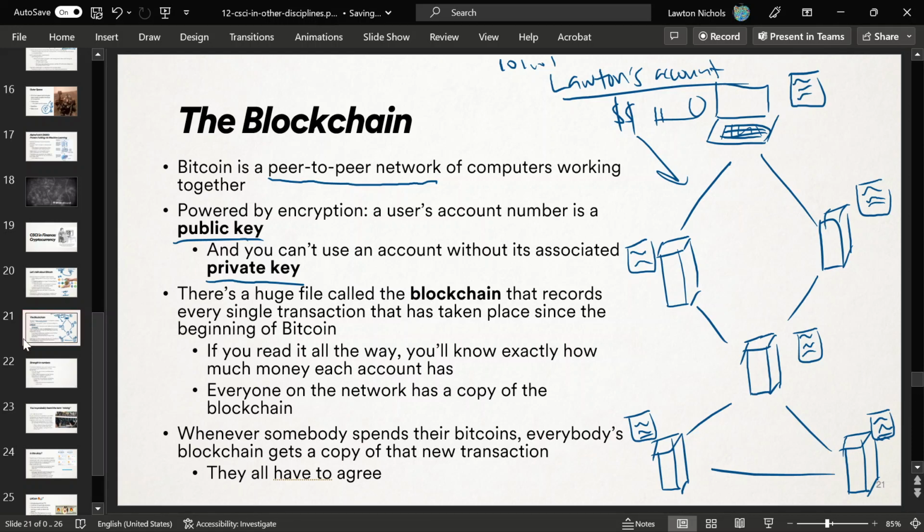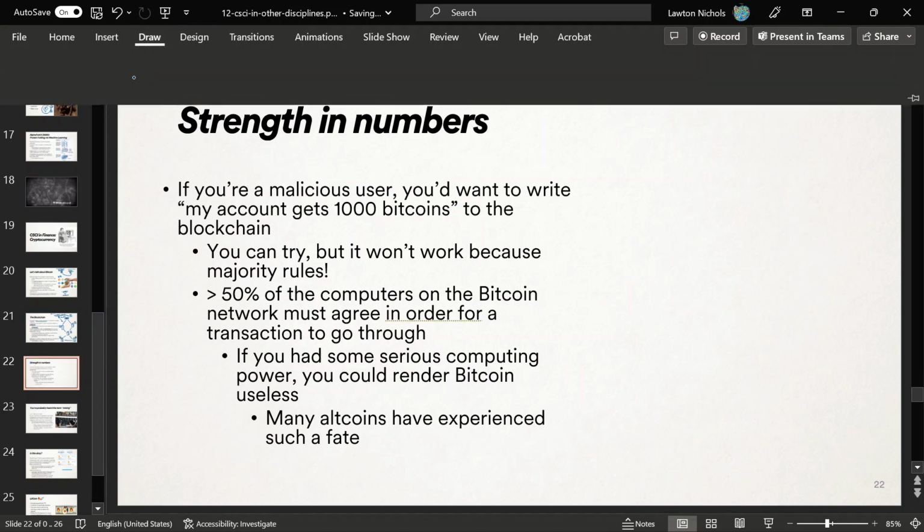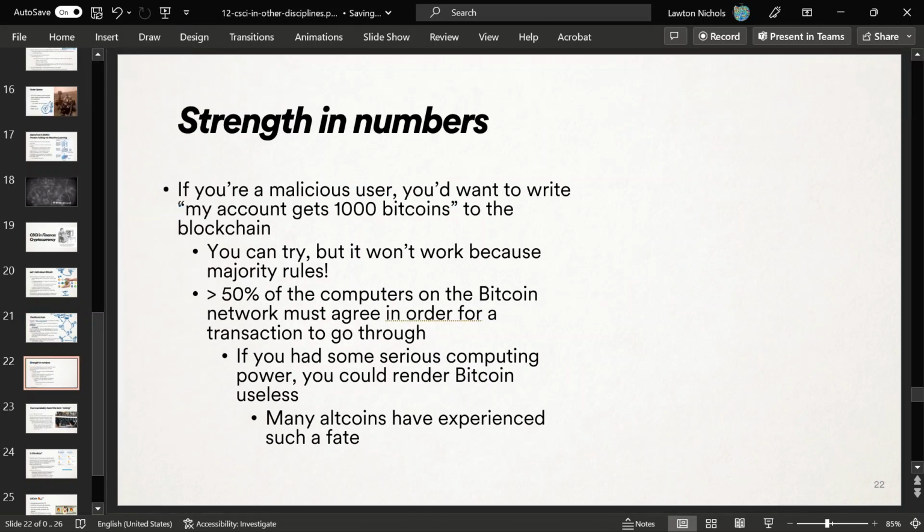All right. So there is a way to break Bitcoin. Unfortunately, if you're a bad person, you could write to your copy of the blockchain saying that your account gets 1,000 Bitcoins. You could try that, but it's not really going to work out, luckily.